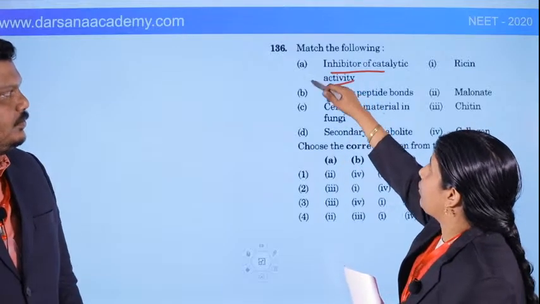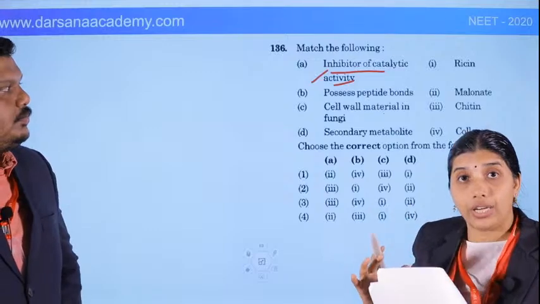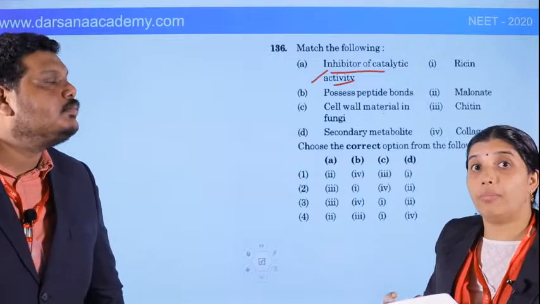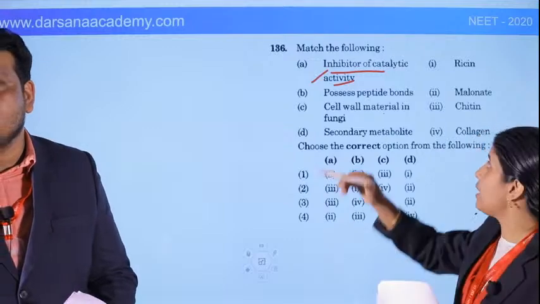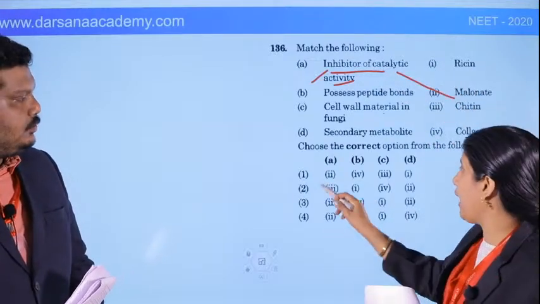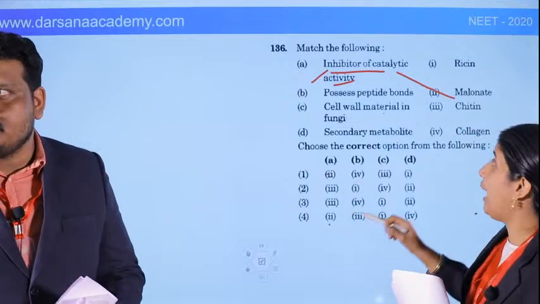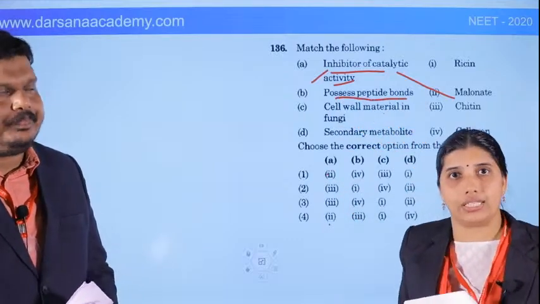Inhibitor of catalytic activity can be in the biomolecules. We can see the inhibition of succinate dehydrogenase by malonate. You know that competitive inhibition. Yes, we can see that malonate is A2, right? A2 here, both have. And process peptide bonds between amino acids.